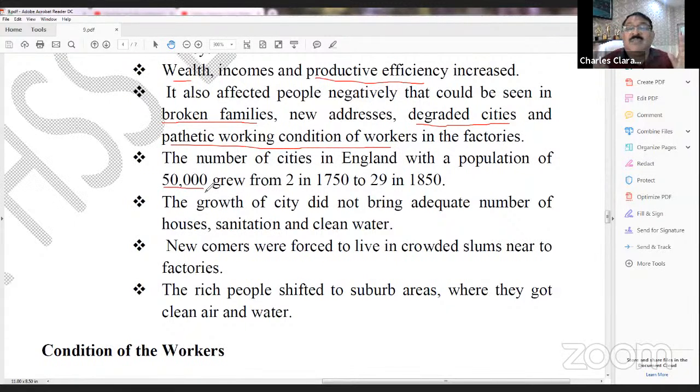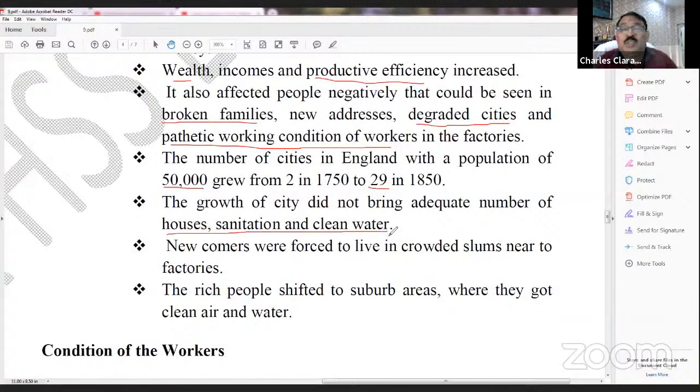By 1850, that is just in 70 years, 29 cities began. You had 29 cities with a population of 50,000. This means all 29 cities were a part of the Industrial Revolution. So there were two cities which went to 29.